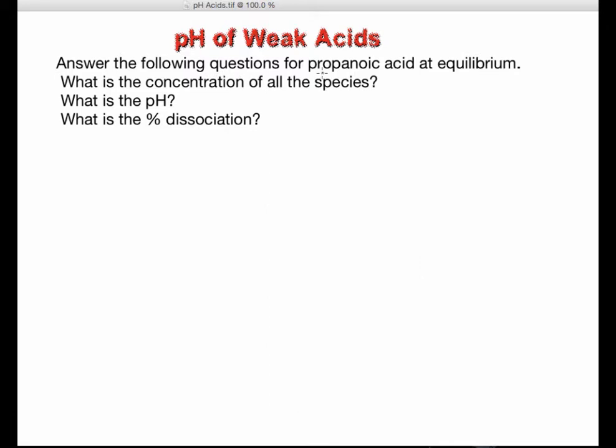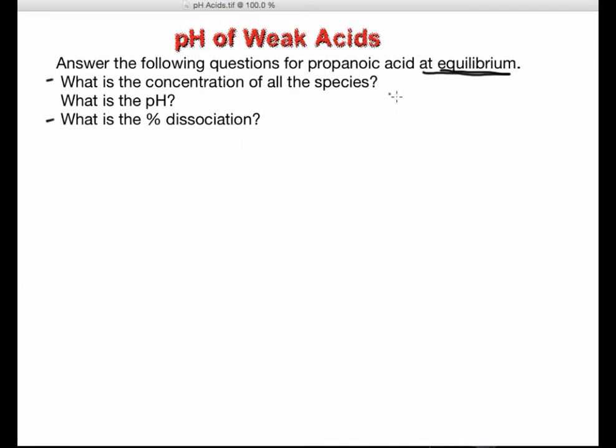In this problem we're going to look at propanoic acid at equilibrium. So we're looking at all the conditions at equilibrium, and what we're going to do is try to figure out one, what is the concentration of all the species at equilibrium, and two, what is the pH, and then three, we're going to look at what is called percent dissociation.